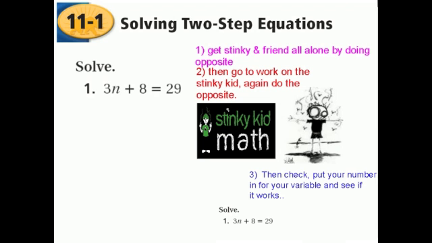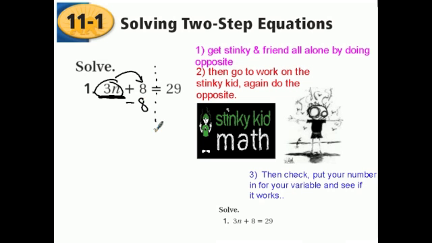Okay, so we know from 6th grade that we do the opposite. In number 1, 3n is the stinky kid, and we need to get 3n all alone so then we can get to the division of it. In this case, 3n has a partner on the same side of the equal sign, and that's positive 8. To get rid of positive 8, we do the opposite, which is negative 8. Part of stinky kid math is also doing the same operation to both sides of the equal sign to balance the equation out.